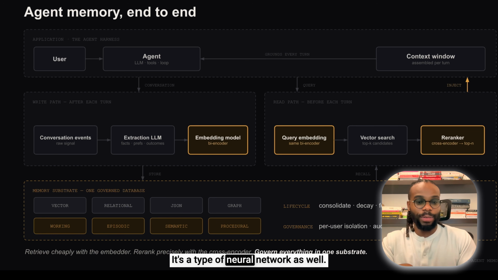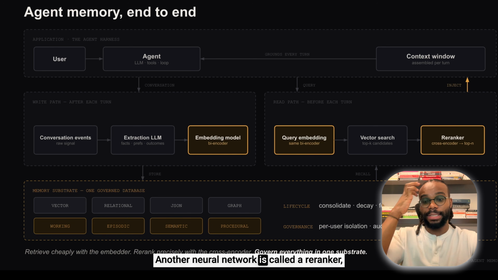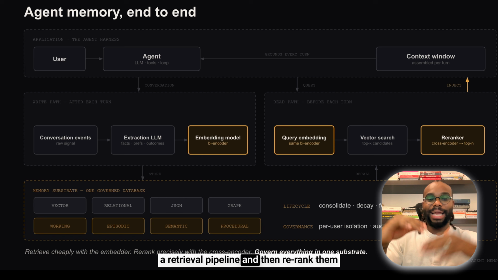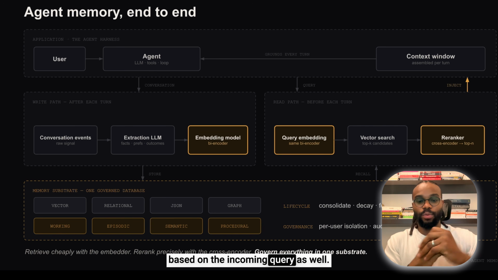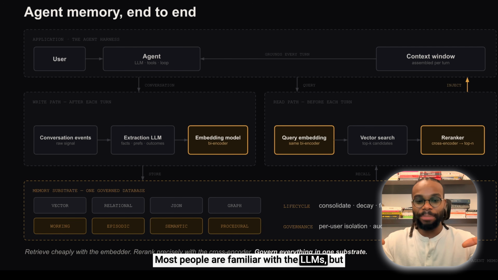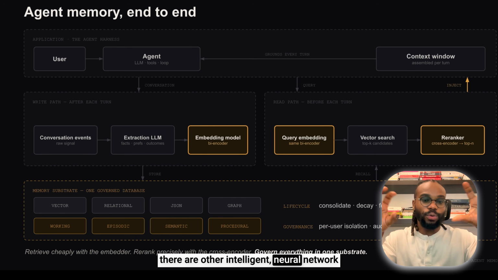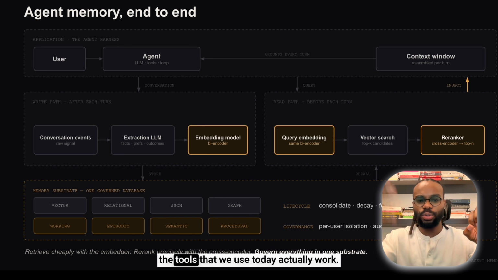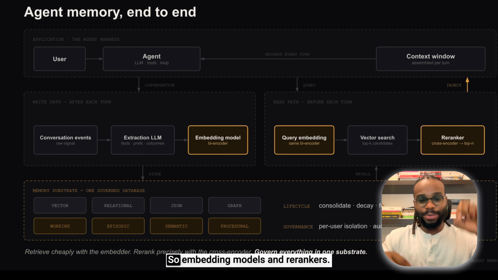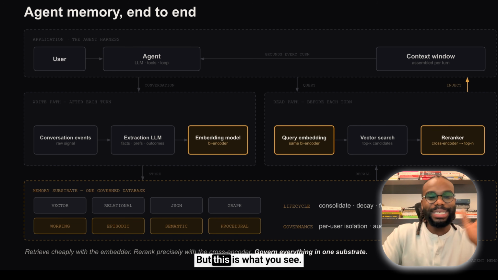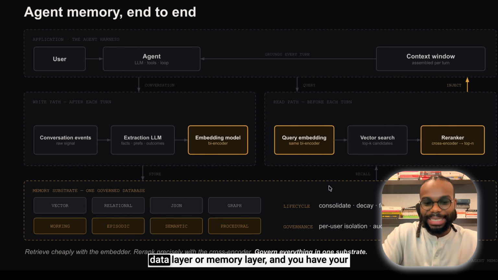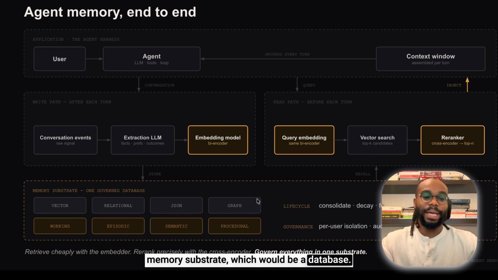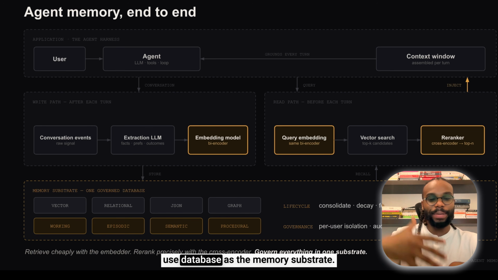It's a type of neural network as well. Another neural network is called a reranker, which can take some of the results from a retrieval pipeline and re-rank them based on the incoming query. Most people are familiar with LLMs, but there are other intelligent neural network architectures within agentic systems that make the tools we use today actually work. So, embedding models and rerankers. But this is what you see: you have the application layer, you have this data layer or memory layer, and you have your memory substrate, which would be a database. I work at a database company, so we use a database as the memory substrate.